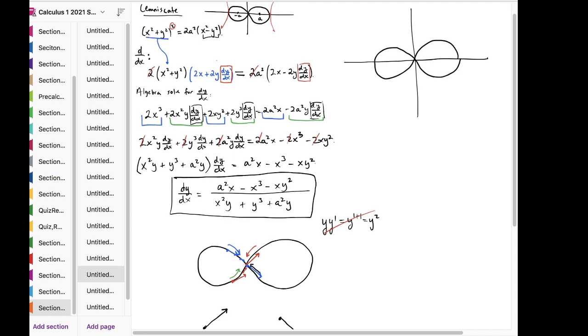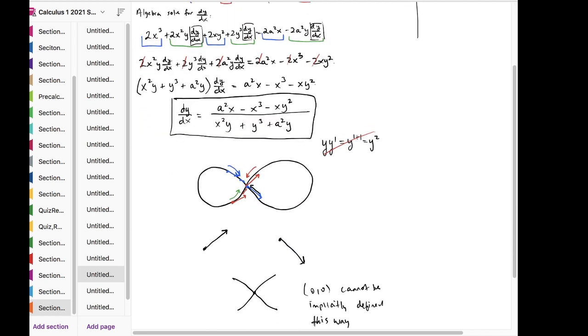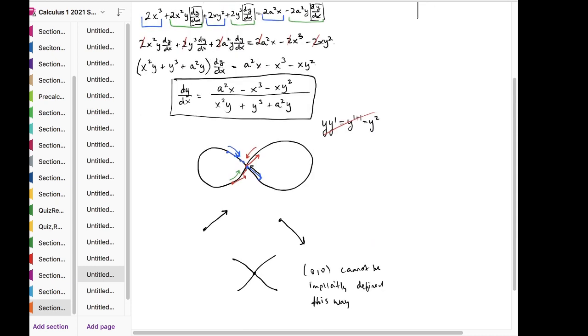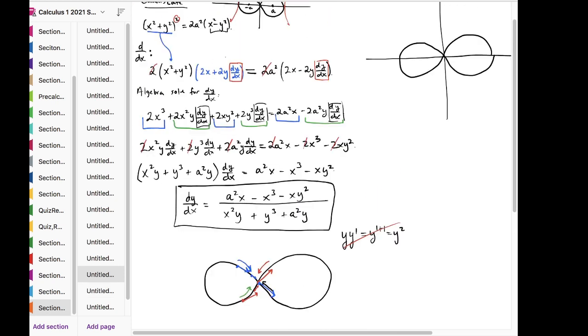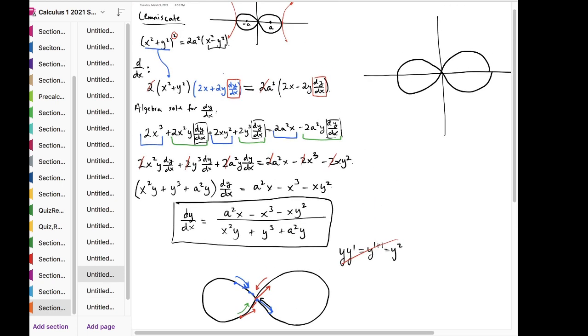So you do find ways to get around this problem in Calc 2. But for here, these are Cartesian coordinates. It's called the derivative does not exist at 0. Okay, so any questions about the lemniscate here, the infinity symbol?